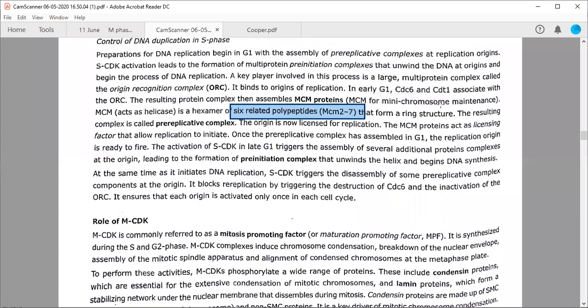MCM stands for mini chromosomal maintenance, and this particular MCM protein is forming a ring-like structure, the pre-replicative complex. One is called, in early G1, CDC6 and CDT1 associated with the ORC, the origin recognition complex, along with the MCM protein. They are all making the pre-replicative complex, and that is the initiation site for replication in S phase of the cell cycle.